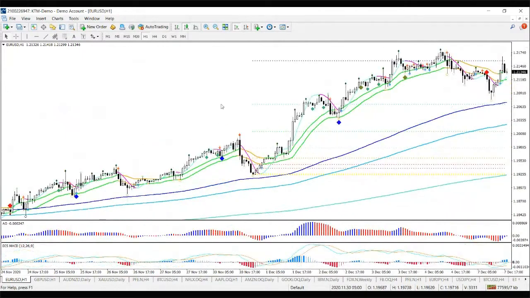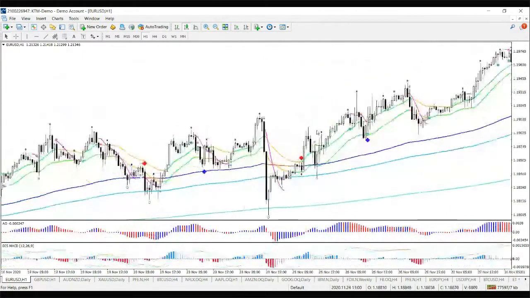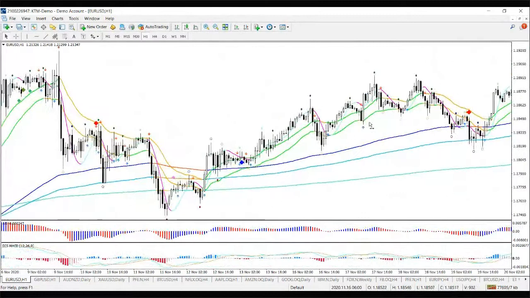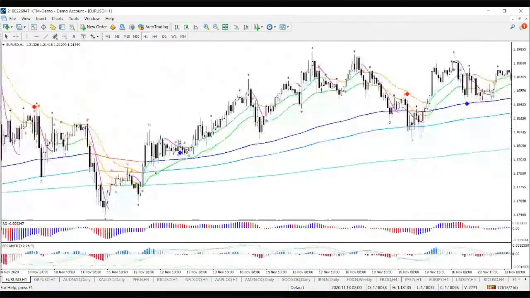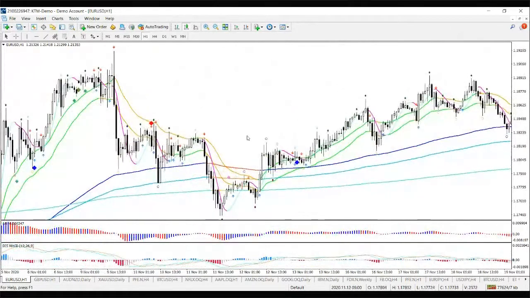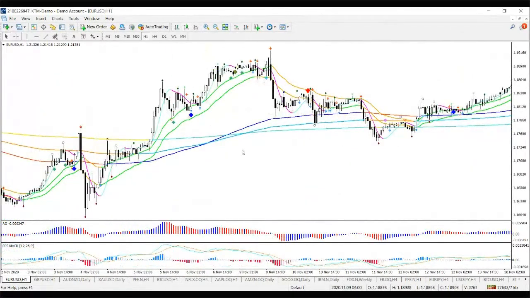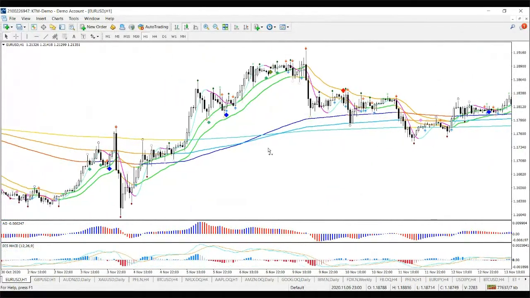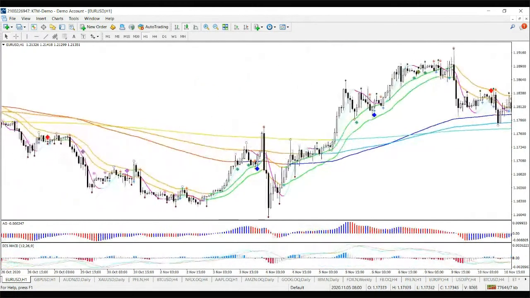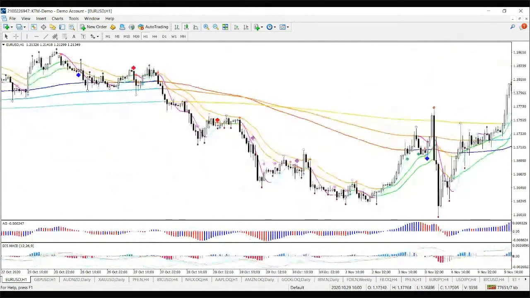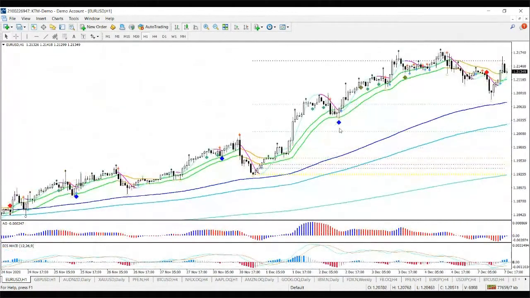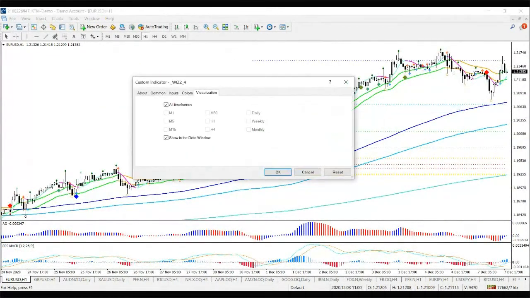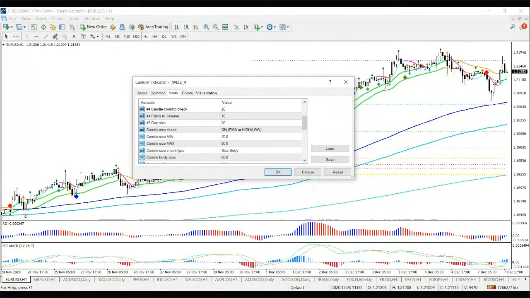So let's see if we can find some more examples maybe. Let's see. Let's use the Wiz tool to give a little bit of historical context.